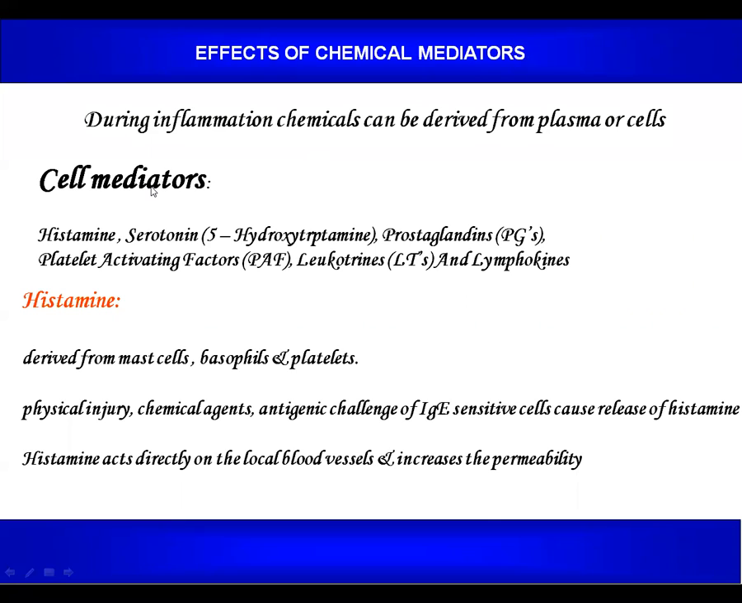During inflammation, chemicals can be derived from plasma or cells. Cell mediators: histamine, serotonin, prostaglandins, platelet activating factors, leukotrienes, and lymphokines. Histamine is derived from mast cells, basophils, and platelets. Physical injury, chemical agent, antigenic challenge of IgE sensitive cells cause release of histamine. Histamine acts directly on the local blood vessels, increasing the permeability.